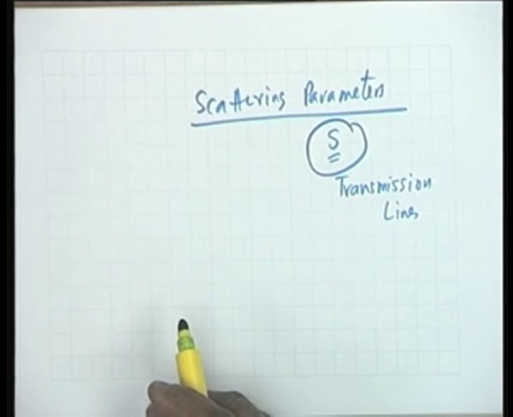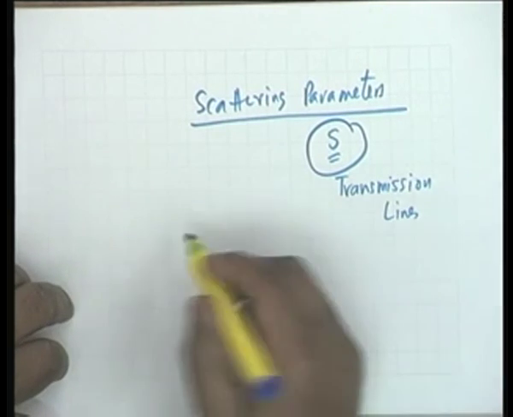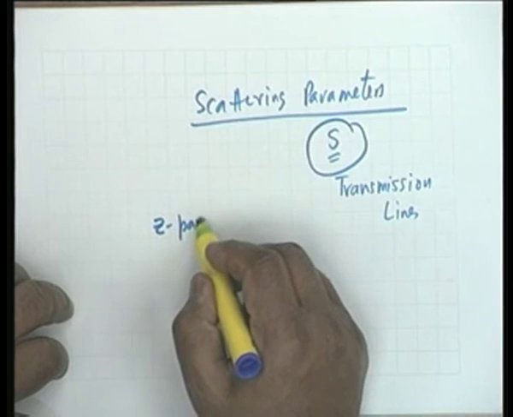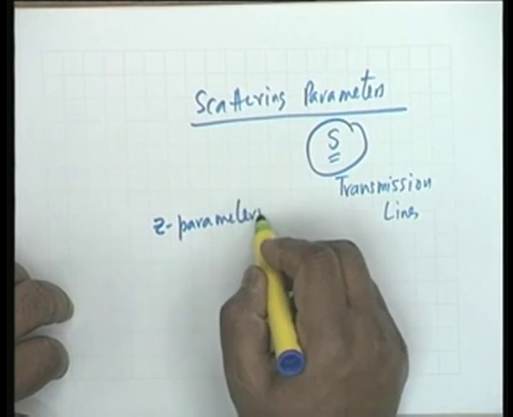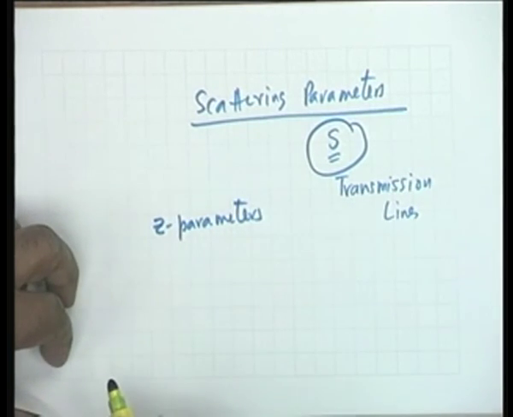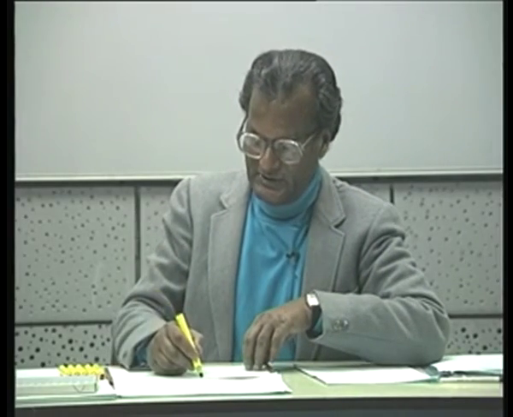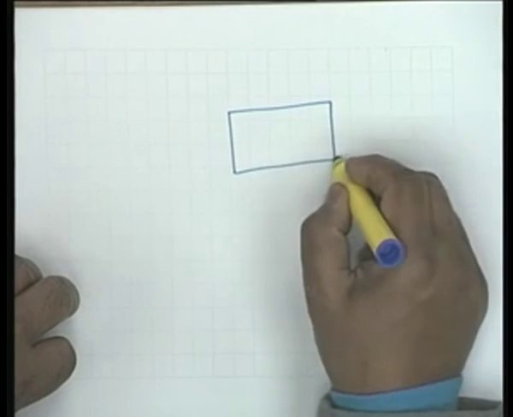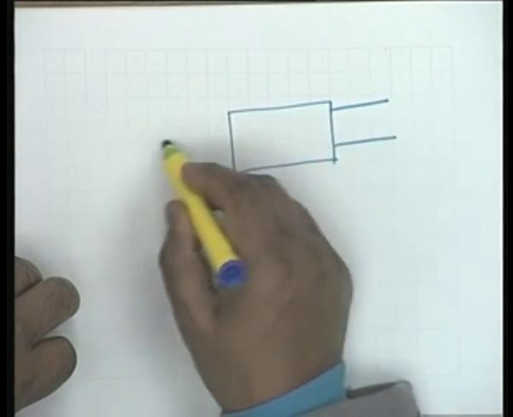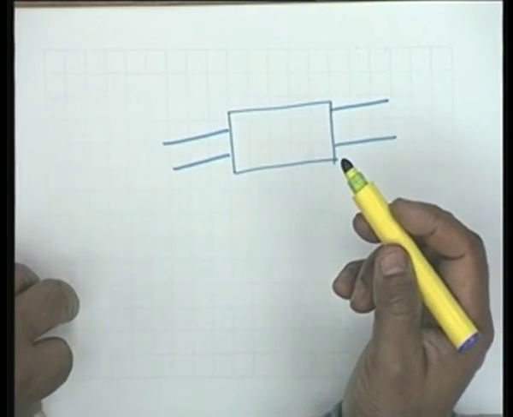To introduce the Z parameters, let me first write down the network description, or the manner in which, in Z parameters, what are the independent variables? The currents I1 and I2.